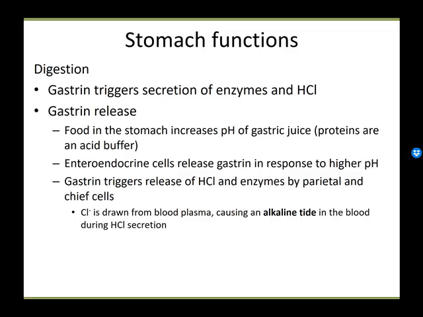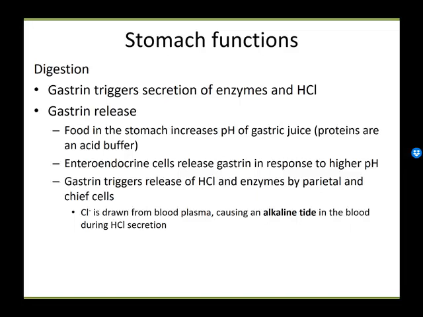Okay, here's laying out that bit about gastrin and hydrochloric acid and enzymes and all that. So we said that those enteroendocrine cells, they secrete gastrin. It's the gastrin that triggers the release of these enzymes and HCl. What causes us to release gastrin? Well, food in the stomach.